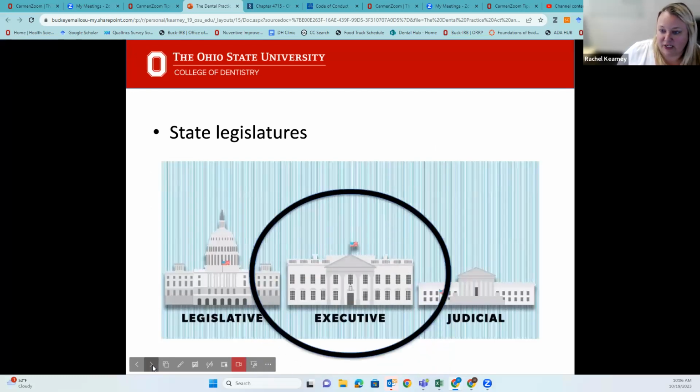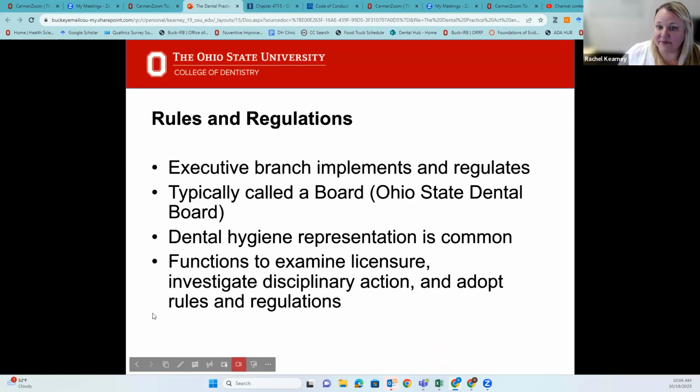The executive branch is also part of making and regulating the practice of dentistry. And through the executive branch, there are rules and regulations. A lot of these things are written into the statute through the laws.